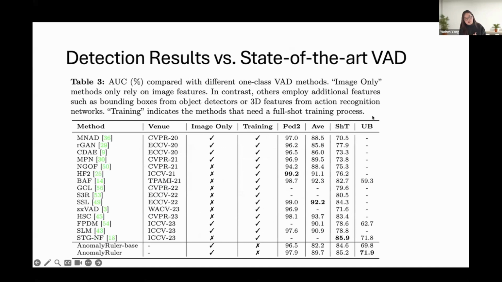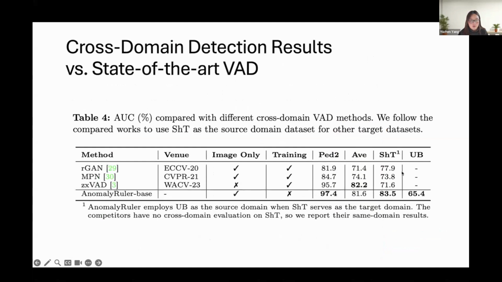This is the detection result compared with the state-of-the-art VAD. We can see that on the two most challenging datasets, ShanghaiTech and UBnormal, we perform pretty well, and the performance is similar to the best state-of-the-art results. Interestingly, we find our framework also works well on cross-domain video anomaly detection.